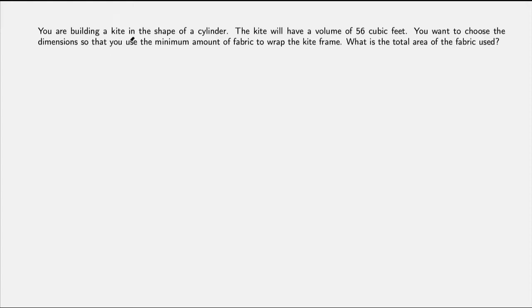You are building a kite in the shape of a cylinder. Let's go ahead and sketch that real quick. Here we've got a cylinder. The kite will have a volume of 56 cubic feet.